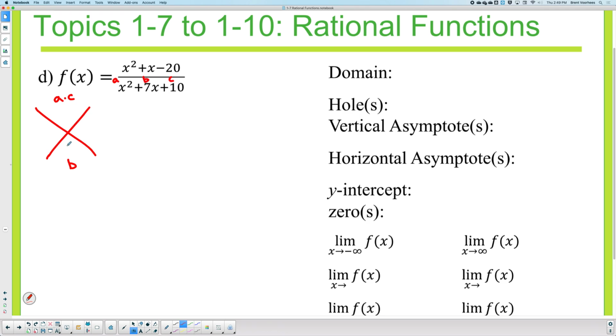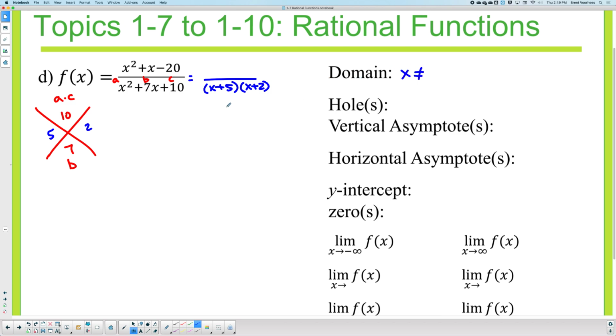And so factors of 10 that add up to 7 is what I'm looking for, which would be 5 and 2. 5 times 2 multiplies to be 10, and 5 plus 2 adds to be 7. So I'm going to split my x term, and it's going to become x plus 5 times x plus 2, which I can now figure out in the domain.